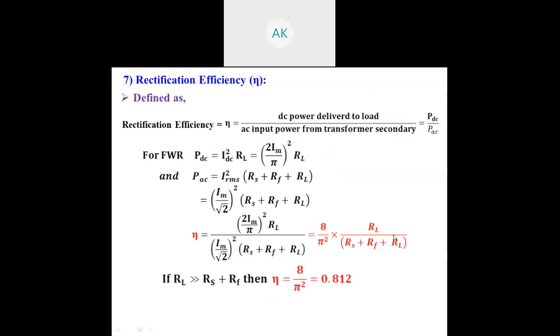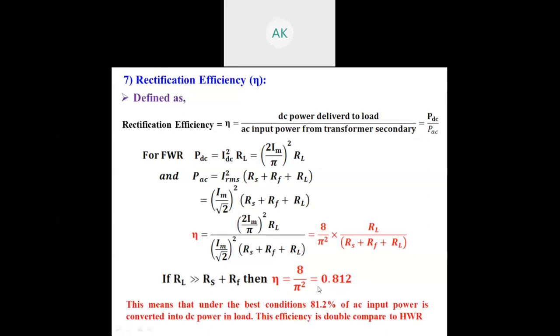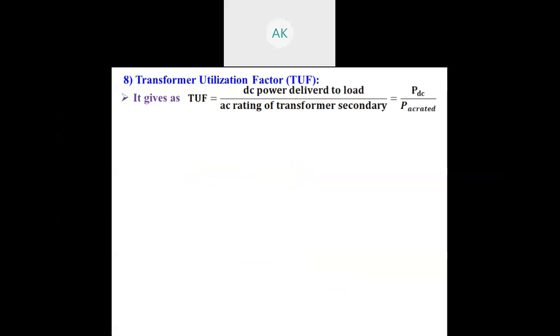If we consider that RL is much greater than the internal resistance of the transformer secondary and diode, then RL is very large as compared with these. So finally the RL gets cancelled, and the efficiency of a full wave rectifier is 0.81, which is a drastic improvement as compared with a half wave rectifier. Lastly, we have come up to this mark.